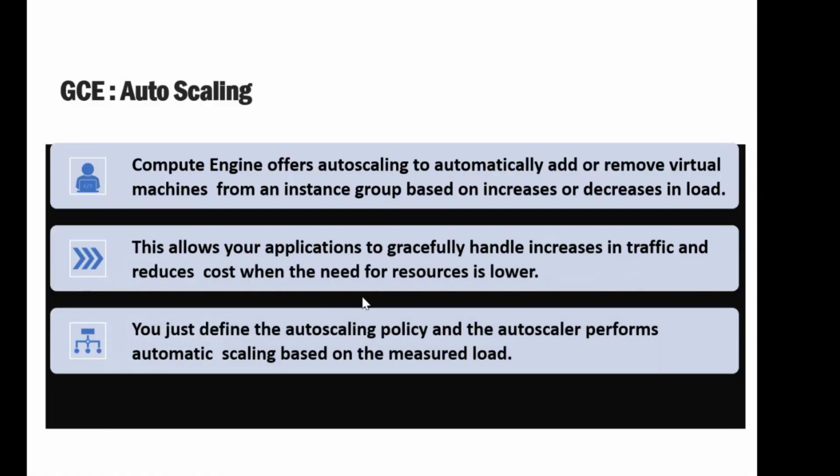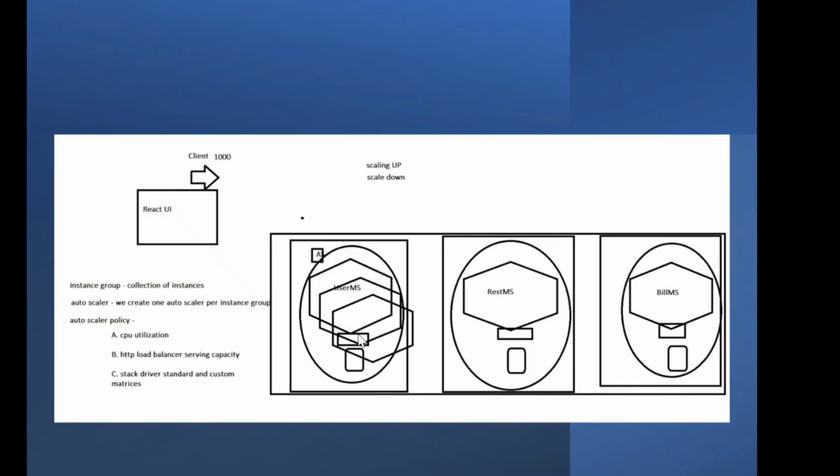If you see this diagram, it will tell you the complete picture. When a huge amount of requests is coming from the client, with the React UI as the front end for your microservice, it is going to increase the number of instances. That is called scaling up. And when requests are fewer, it automatically reduces the number of instances. That is called scaling down.